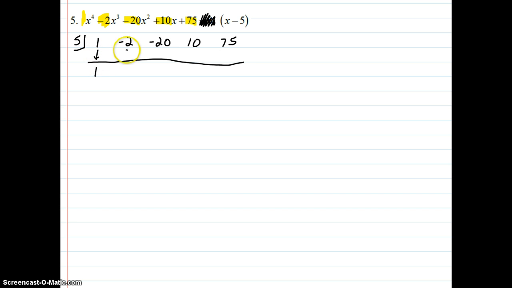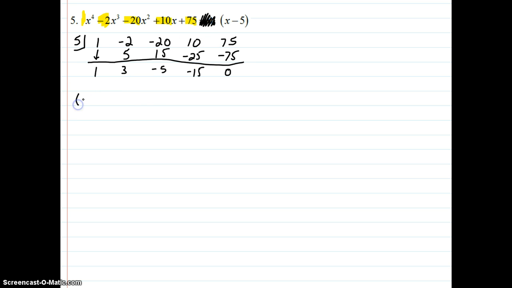1 times 5 is 5, and now we add. -2 and 5 makes 3. 3 times 5 is 15. -20 plus 15 is -5. -5 times 5 is -25. 10 plus -25 is -15. -15 times 5 is -75. 75 plus -75, and so we get 0. And that's what we'd expect because this is a factor of it.